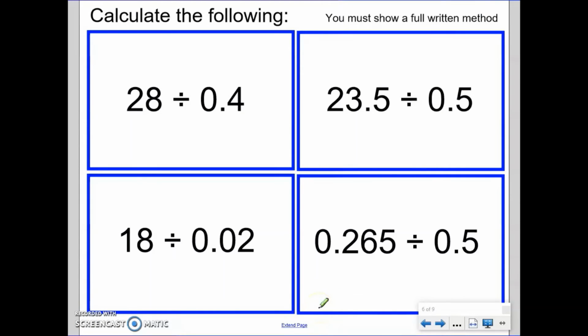Okay, so now it's your turn to have a go at a few questions. I've displayed 4 questions on the screen. For each question, I'd like you to show me a full written method. So you need to show me your full working out. How would you go ahead and calculate these division questions? As has been shown in the previous slides, we are focused on a non-calculator method today. So you can't just reach for your calculator and input the calculation. You need to be showing a full written method, as that's what will be expected in your tests and exams. Okay, could you pause the video at this point and have a go at all 4 questions?